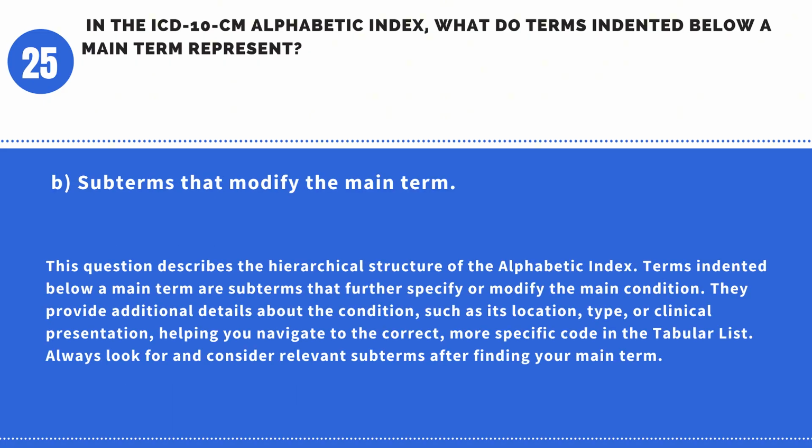Answer: B. Subterms that modify the main term. This question describes the hierarchical structure of the alphabetic index. Terms indented below a main term are subterms that further specify or modify the main condition. They provide additional details about the condition, such as its location, type, or clinical presentation, helping you navigate to the correct, more specific code in the tabular list. Always look for and consider relevant subterms after finding your main term.